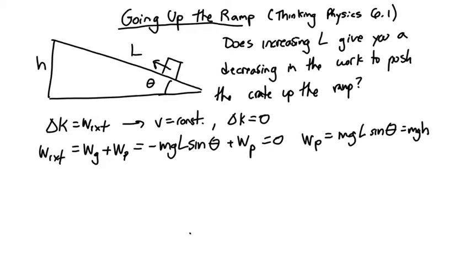At some point we're going to learn that this is the potential energy due to gravity. But the important thing is that h is the only thing that shows up here, L does not. So the length of the ramp does not matter. The only thing that matters is the height of the ramp. And so a couple of things that we want to notice from this question.